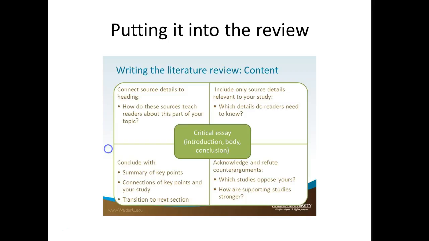And then after you do that for all of those, you summarize all of them. And then how do these sources teach your readers about this topic? What details do the readers need to know? And then summarize the key points, connect them to your study, what studies oppose yours and what studies support your study. Which of these articles support your studies to make it stronger. And that's how you put that together into a whole literature review.